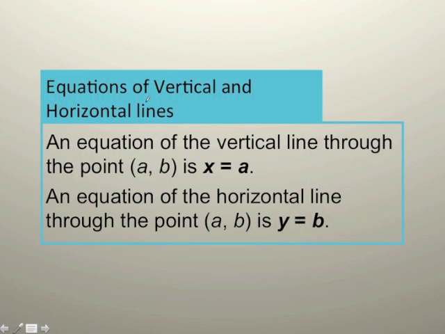Equations of vertical and horizontal lines. An equation of a vertical line through the point (a, b) is x equals a, and that has, of course, undefined slope, as vertical lines do. An equation of a horizontal line through the point (a, b) is y equals b, and the slope there would be 0 for a horizontal line.